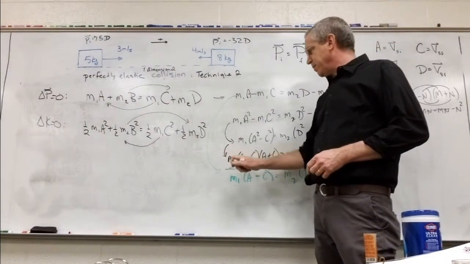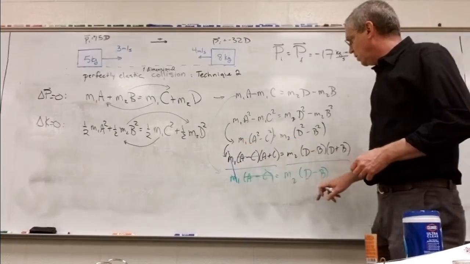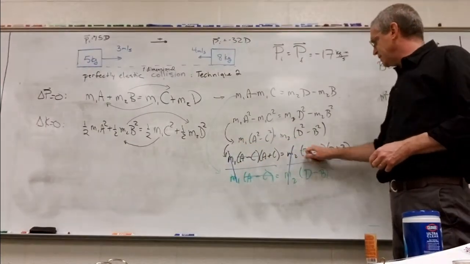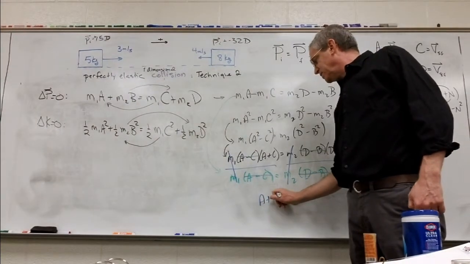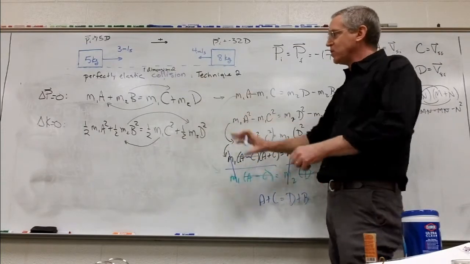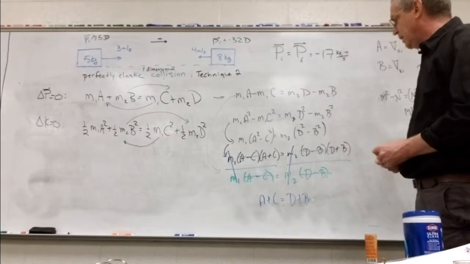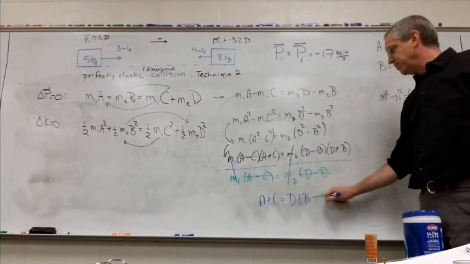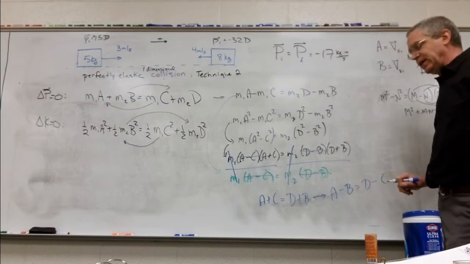I cancel out common factors, so M1 cancels out, A minus C cancels out. On the right-hand side, mass 2 cancels out, D minus B cancels out. What I'm left with is A plus C is equal to D plus B. We've now taken both of these equations and simplified it down to something relatively simple. Getting into more common form, A minus B equals D minus C.